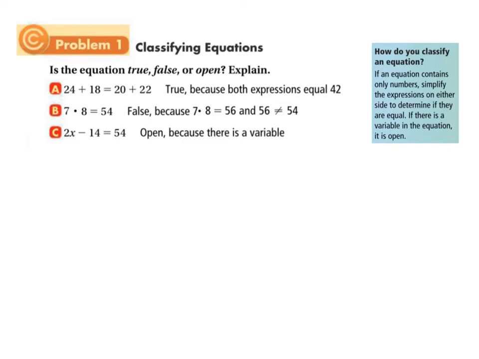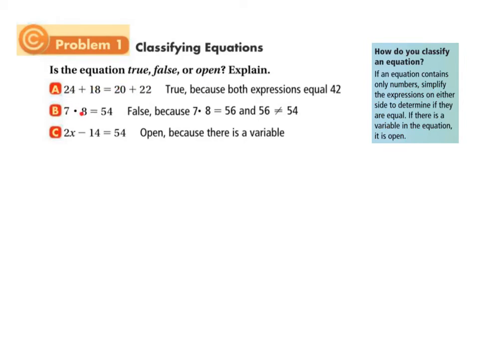Well, if it's only numbers, we can just simplify all the numbers on one side and see if it matches what's on the other side. If there are variables, it's going to be open probably. So look at this right here. We have 24 plus 18. Is that equal to 20 plus 22? Yeah, they both add to 42. So it's true because this is equal in value to this.